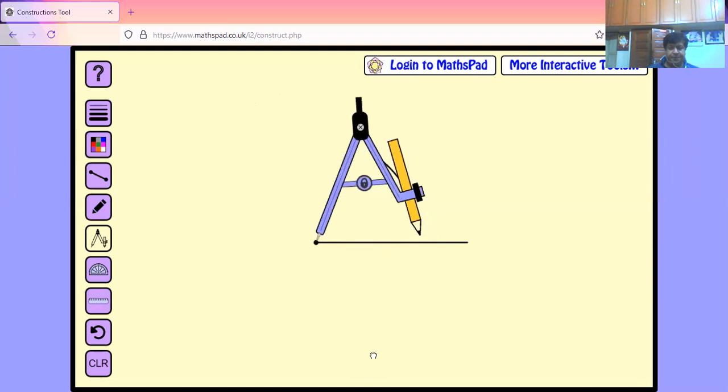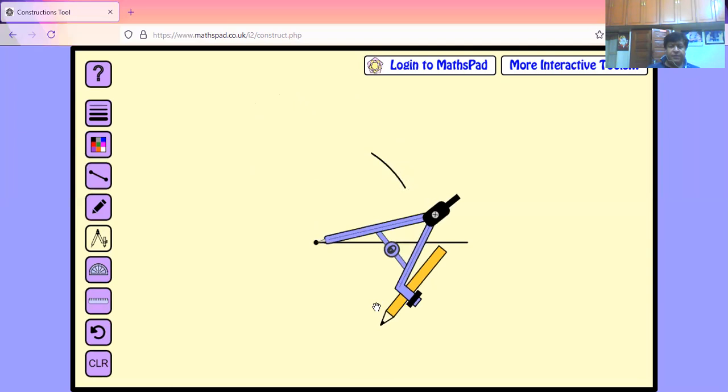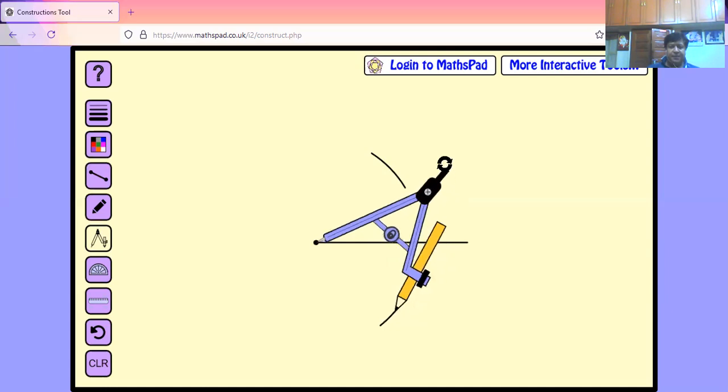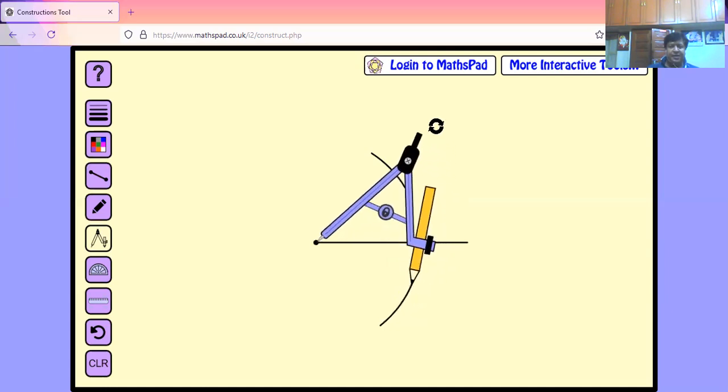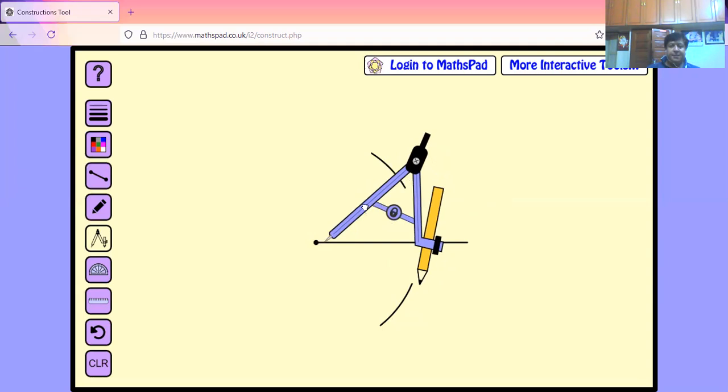Without changing the distance, draw another arc below the segment. Now here I am drawing another arc which is below the segment. Now it is very important, without changing the distance of that compass, put that compass on the other end point of that segment.